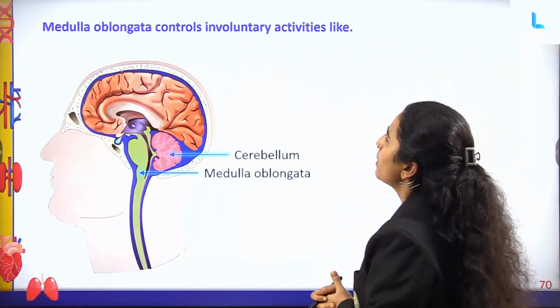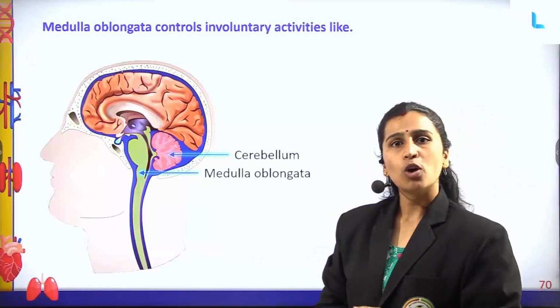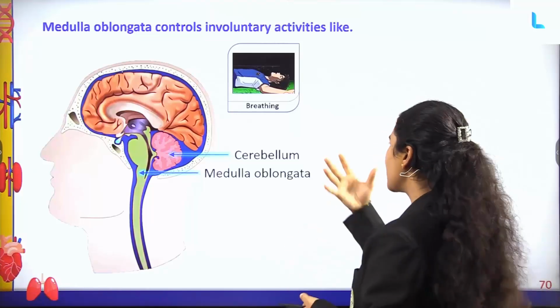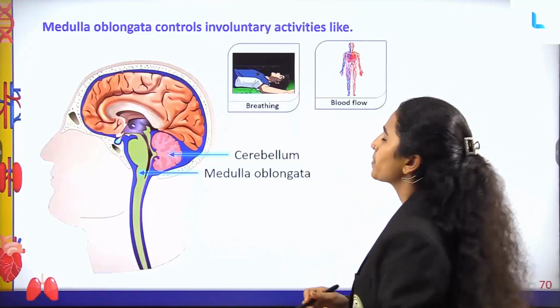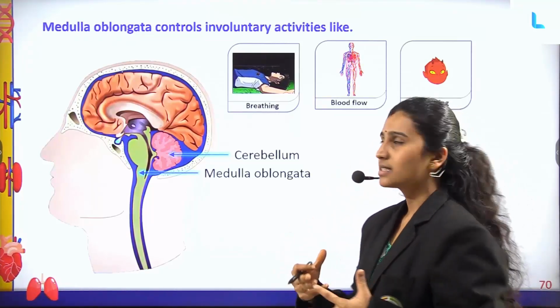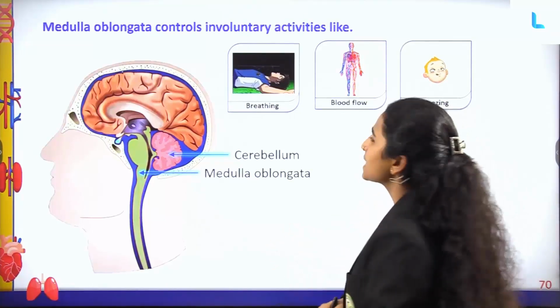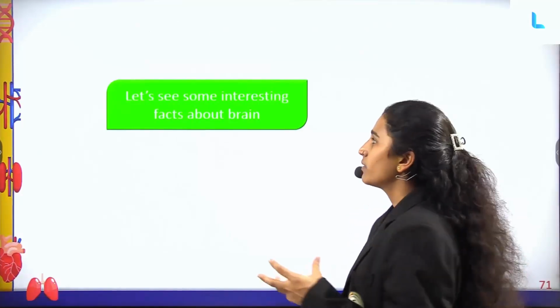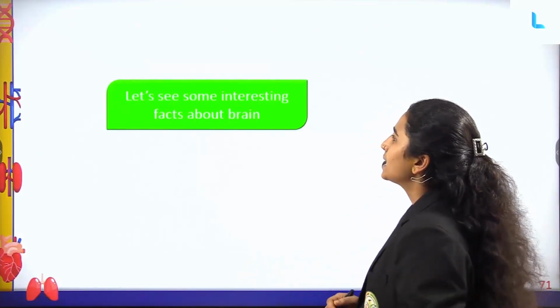Now the medulla oblongata controls the involuntary activities like breathing, blood flow, the circulatory system, and sneezing. This is also an involuntary action which we do even without our knowledge. Now let us see some interesting facts about the brain.